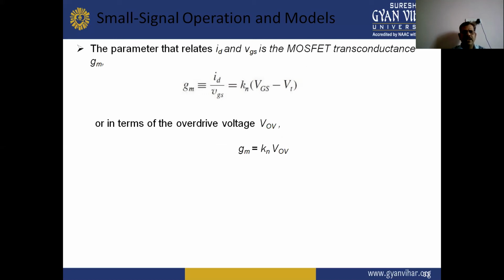The parameter that relates id and vgs is the MOSFET transconductance gm. So the transconductance of the MOSFET gm is equal to id over vgs, or equal to Kn (VGS minus VT). In terms of the overdrive voltage VOV, the transconductance gm equals Kn VOV.